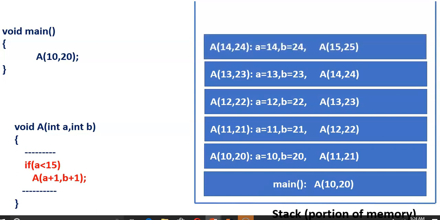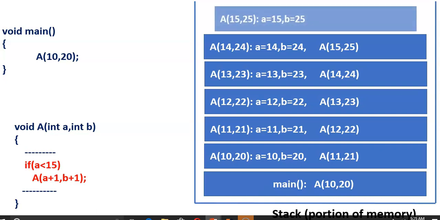Another copy of a function is created with values 14 and 24. Now a and b, two variables, are created again with values 14 and 24. Here 14 is less than 15, that's why it is calling a function with values 15 and 25. Now the last one, a of 15 comma 25.